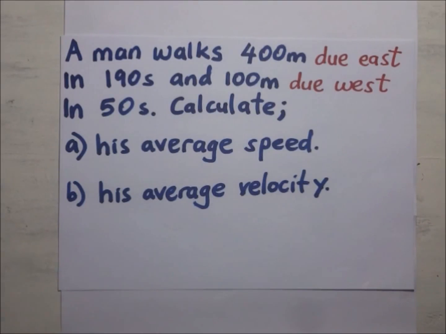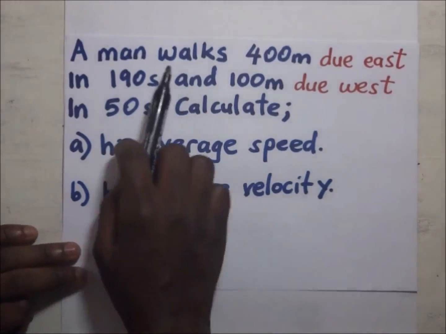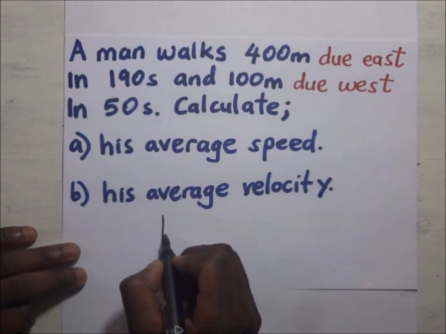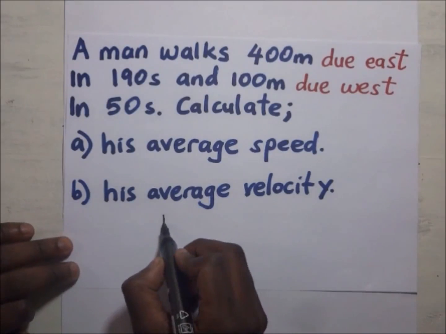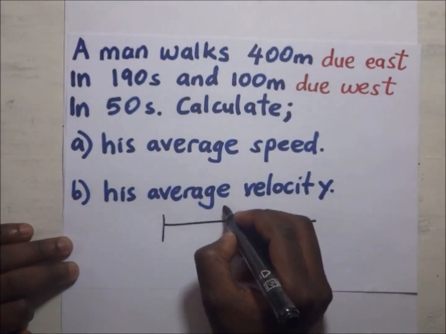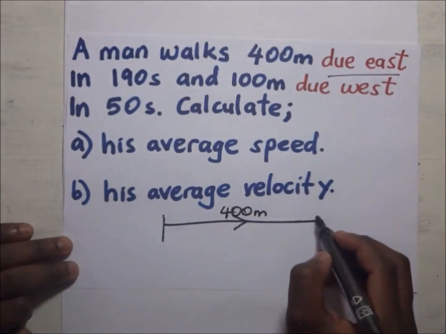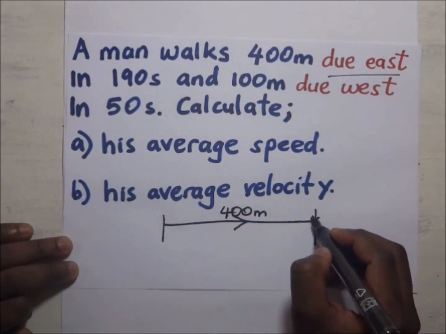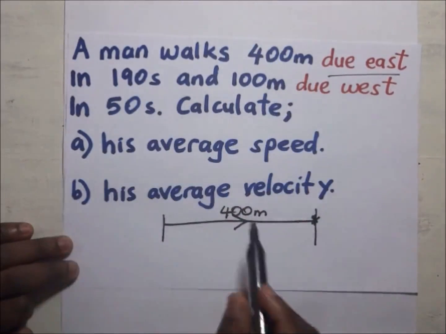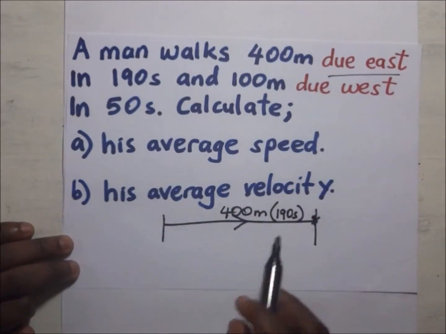So this is how we are going to do this. Let's try and summarize this question using a diagram, illustrating this diagram. A man walks 400 meters due east. So as he's walking, let's say this is the spot he starts. When he is walking, he's moving due east. And the question says that he's going to move 400 meters in the east. And then when he reaches that point, after 400 meters, he does this in 190 seconds. That's the time it takes.